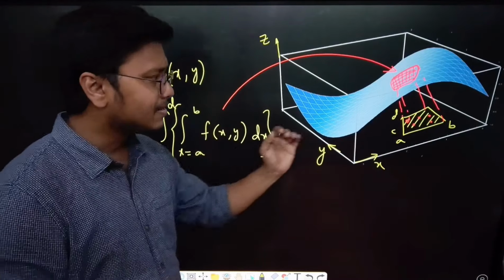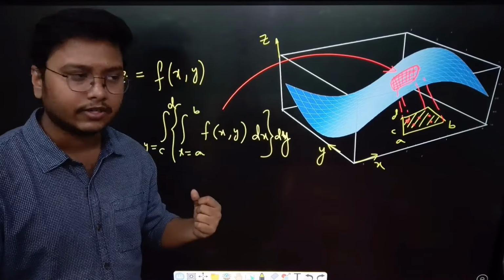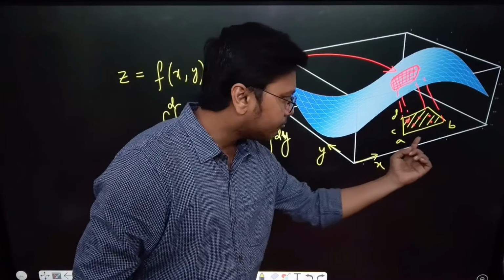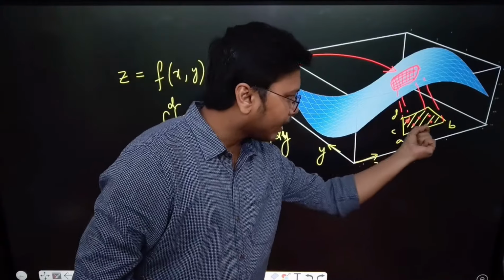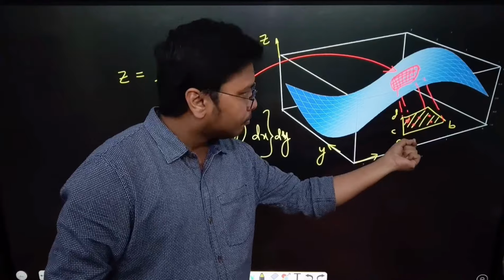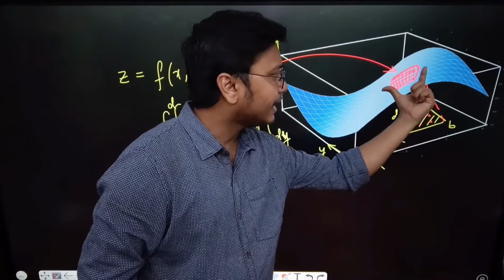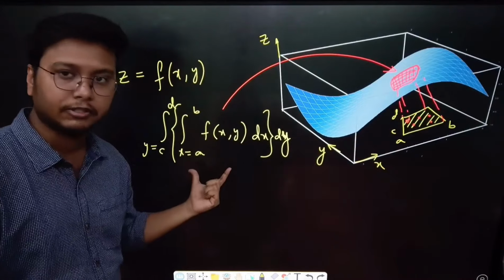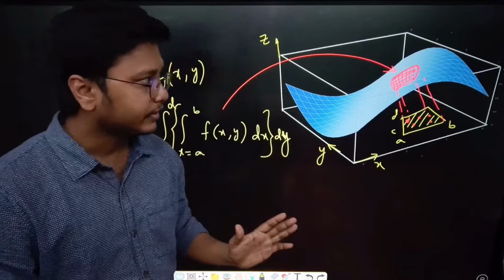So this is the basic difference between a single integral and a double integral. In a single integral, we are only finding this kind of an area. In a double integral, we are taking points from a certain area, putting them into the function, getting some value and finding the area of that particular surface. So this is the geometrical aspect of double integration.